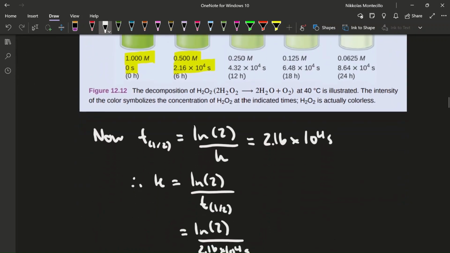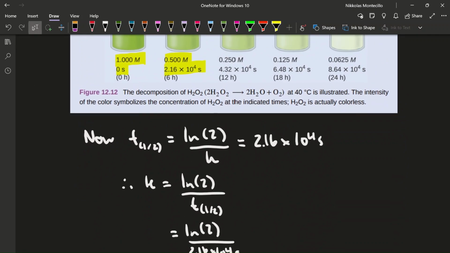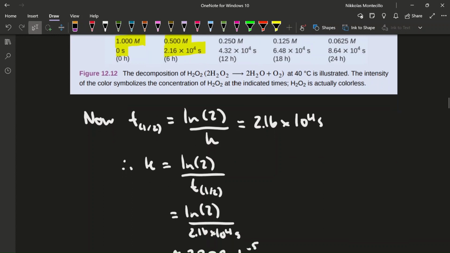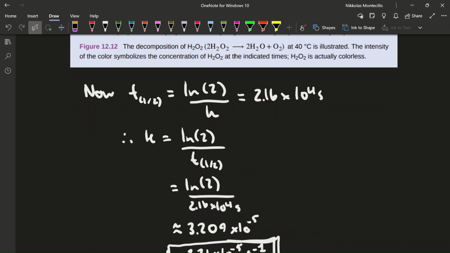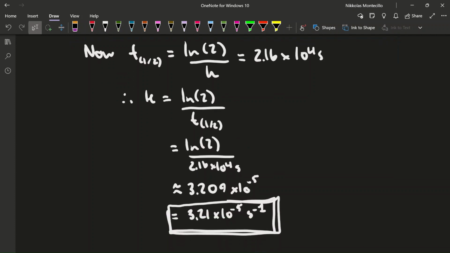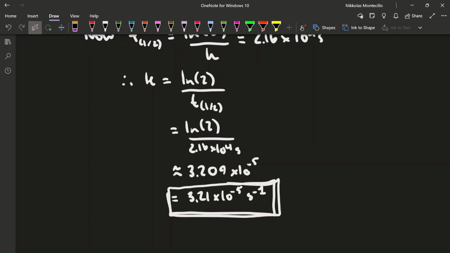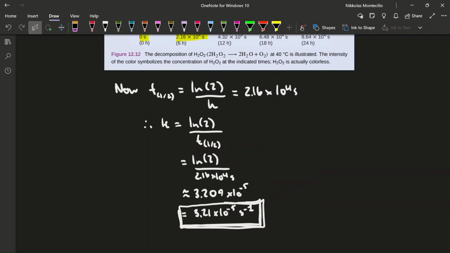Okay? So, using this information, T of 1/2 equals ln 2 over K, which is equal to 2.16 times 10 to the power of 4 seconds. Therefore, K equals ln 2 over the half-life, which is equal to ln 2 divided by 2.16 times 10 to the 4 seconds, which is equivalent to 3.209 times 10 to the 5, which is equal to 3.21 times 10 to the power of 5 per second. This is what we show as the rate constant for this particular reaction.